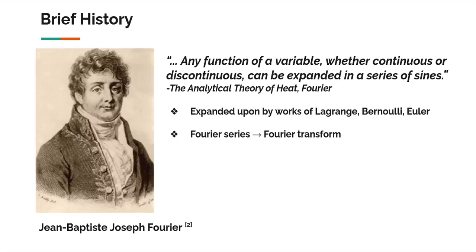For a brief history, in the year 1822, a Frenchman by the name of Joseph Fourier published a paper titled The Analytical Theory of Heat, in which he made some interesting claims. Of interest here is his claim that any periodic function could be represented by a sum of other harmonic functions. This was expanded on later by the works of other prominent scientists such as Lagrange, Bernoulli, and Euler. Their work led to what we now know as the Fourier transform.